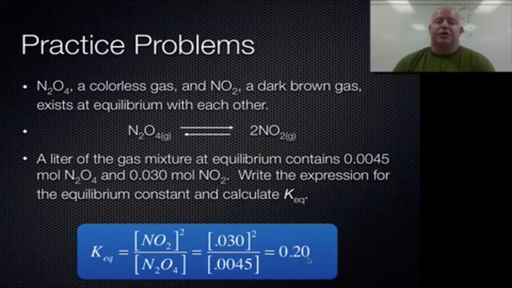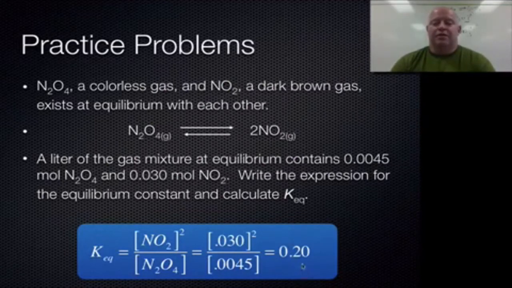Now here's a question. If NO2 is dark brown and N2O4 is colorless, so your reactant is colorless and your product is dark brown, will our gas look dark brown or will it look more colorless in this case? Now it's not going to be completely clear because it's an equilibrium, so some of it is going to have a brown color to it. So it can't be clear, but would you consider this probably a light color or very dark?